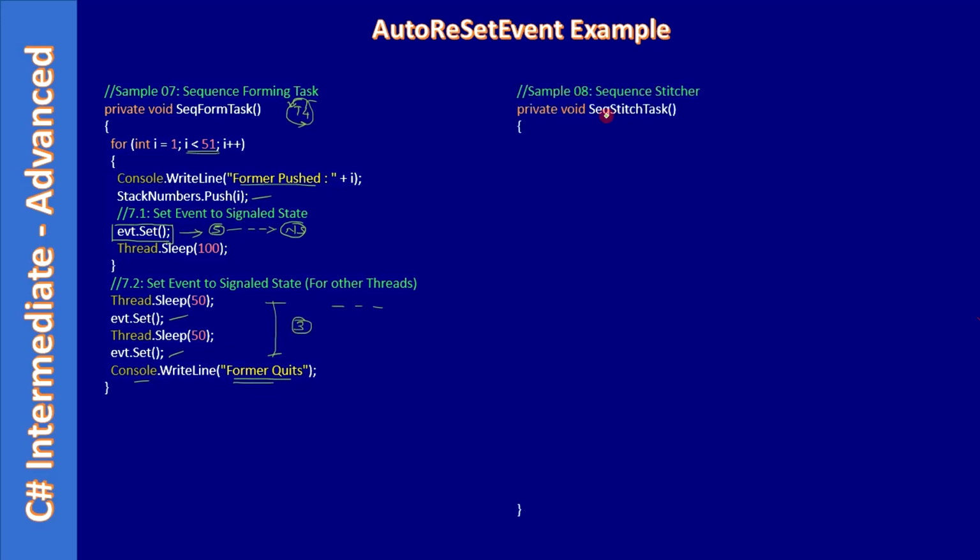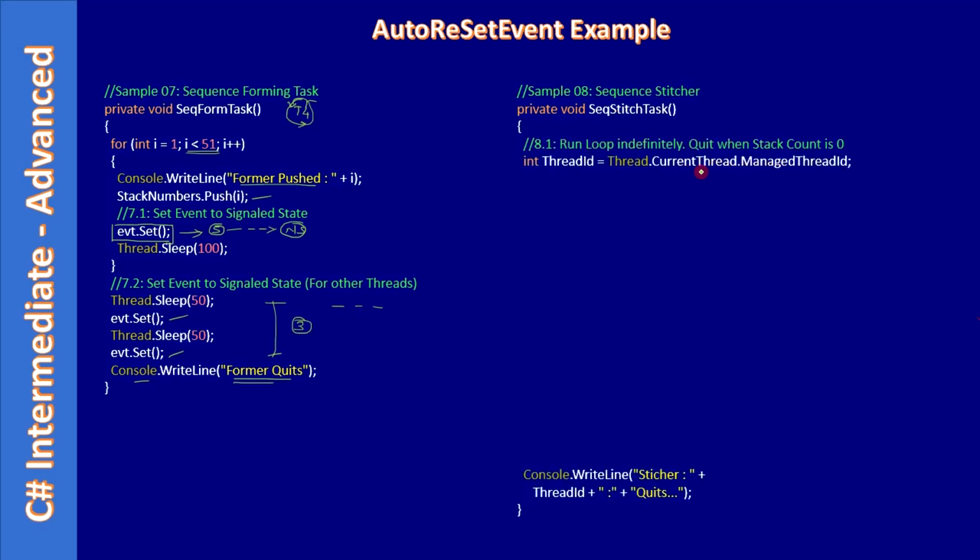Next here, if you see, we are using the sequence stitch task. Here we are taking the thread ID using the current thread property, and managed thread ID. Then we are printing the thread ID. Why? Because there are 3 threads here, right? In the previous slide, we started these 3 threads during the button click event. So possibly there will be 3 threads executing this stitching task. So since there are 3 threads, we are getting the thread ID to know which thread is doing the stitching.